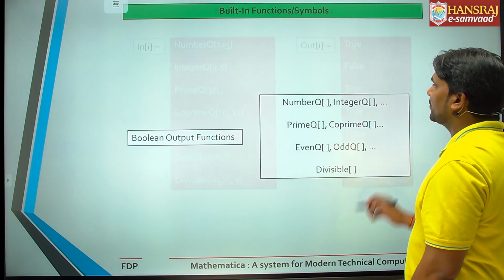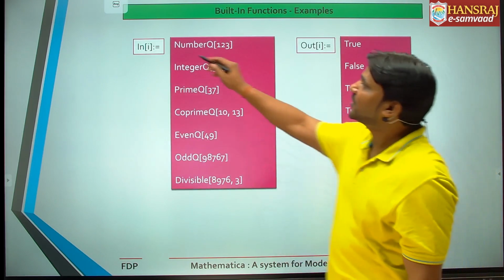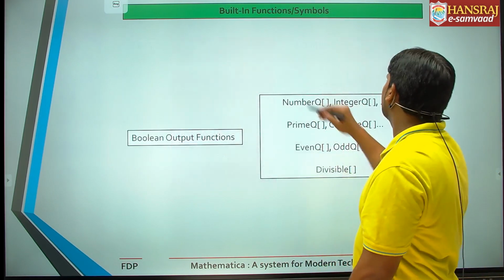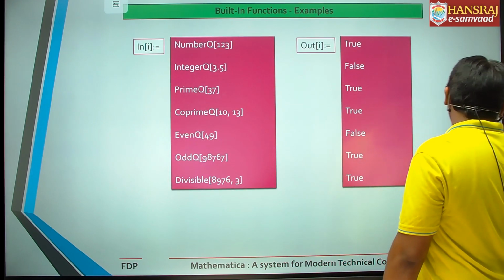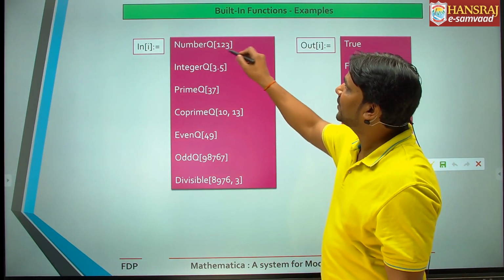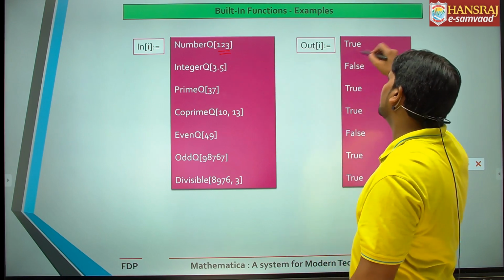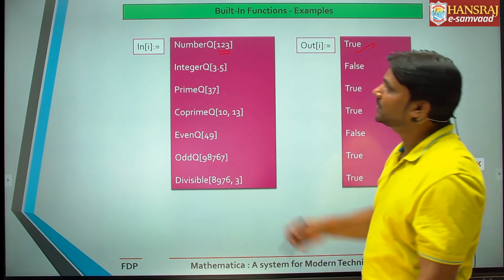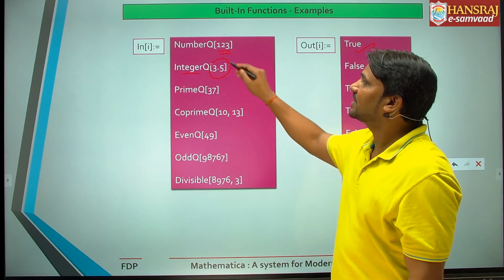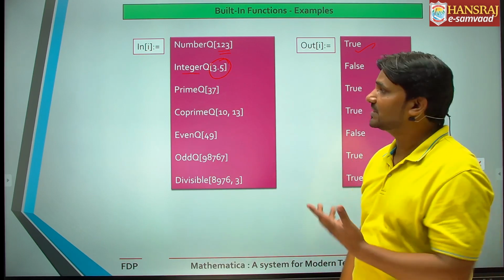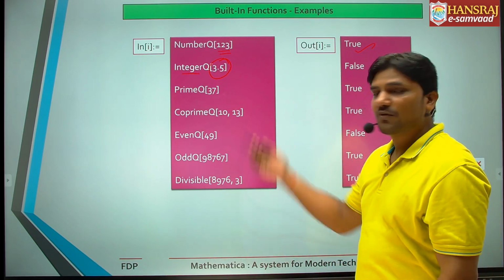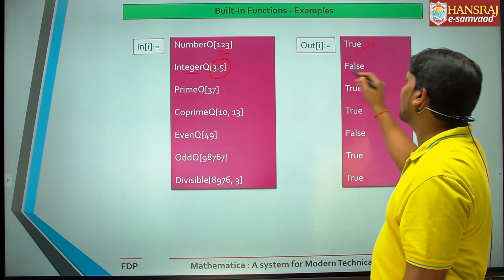Let's go to the example for that. So NumberQ, I am picking the value here: NumberQ 123. Is this a number or not? Yes, it is a number, so that's why the output is true. IntegerQ, is 3.5 an integer? No, because it is a floating point value, and that's why the answer is false.